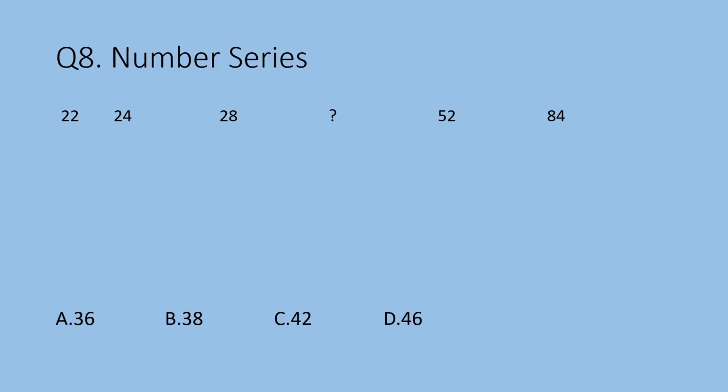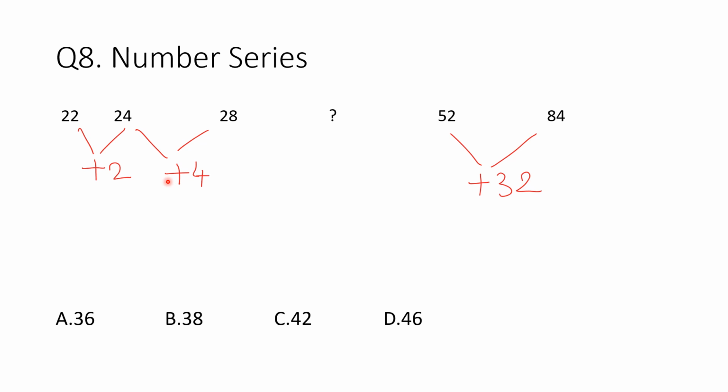Question number 8. Let's see the question. 22, 24, 28, then a question mark, then 52, and then 84. So again, you can see that the series is increasing, the numbers are increasing, so try to find the difference. If we see any pattern in the difference, we'll be able to get the series. So let's see what is the difference. The difference is that of plus 2, then plus 4. Okay, now you are seeing plus 2, plus 4.